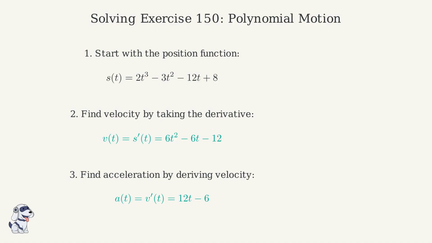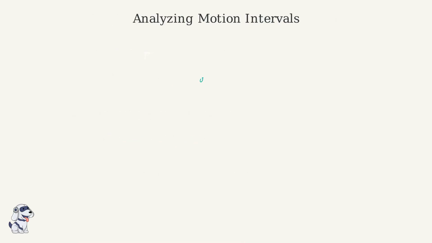This tells us exactly how our object's speed is changing. These two functions are our tools. By comparing the signs of velocity and acceleration, we can determine exactly when the particle is speeding up or slowing down. To understand how a particle moves, we start by finding when the velocity is zero. This tells us where the particle stops and changes direction.